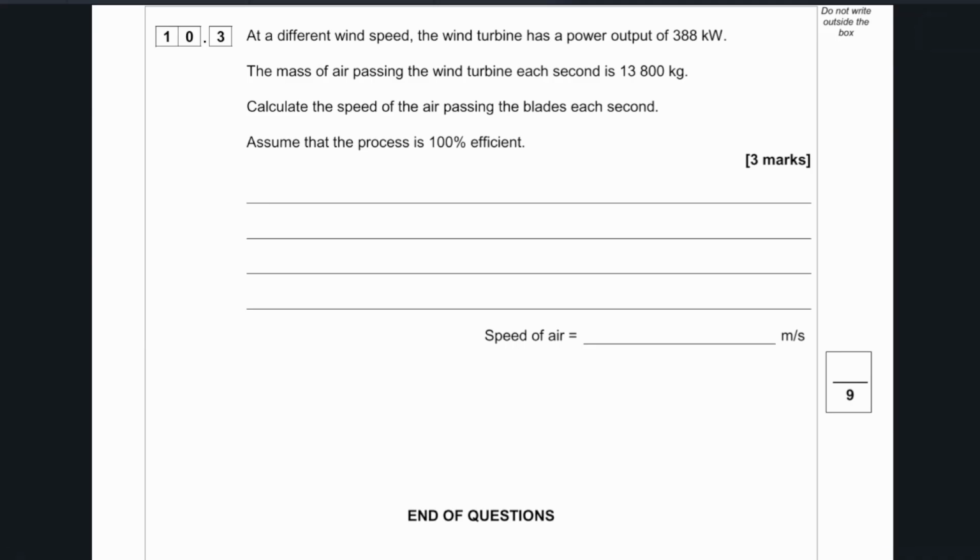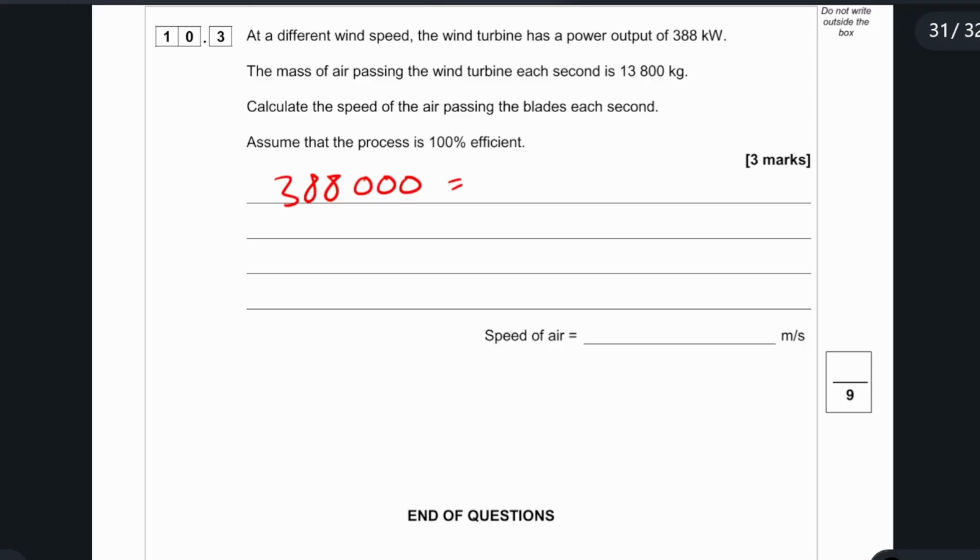Right, 10.3 then. At a different wind speed, the wind turbine has a power output of 388 kilowatts. The mass of air passing the wind turbine each second is 13,800 kilograms. Calculate the speed of the air passing the blades each second. Assume that the process is 100% efficient. Okay, so for this one, first of all, we take the power output being 388,000 watts. So you want to convert that straight away.